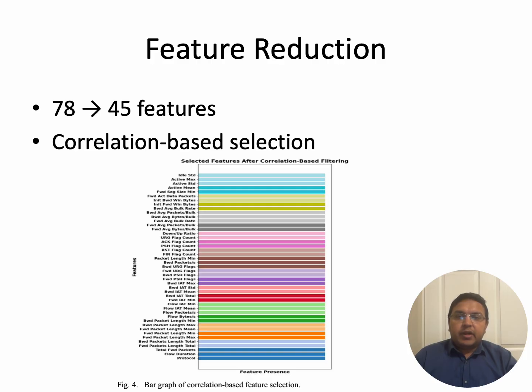I also applied robust scaler normalization, which uses the median and interquartile range rather than mean and standard deviation. So it made the data more resilient to the outliers common in network traffic data.